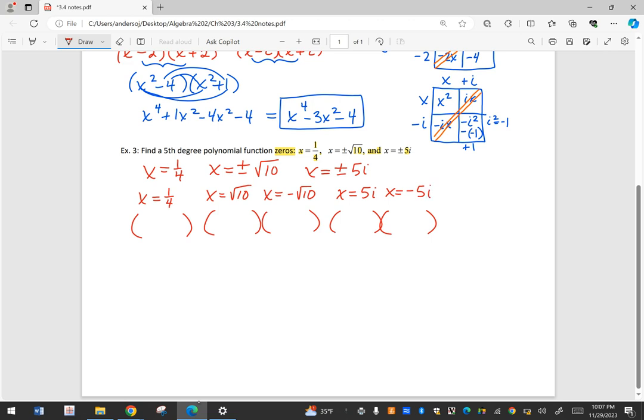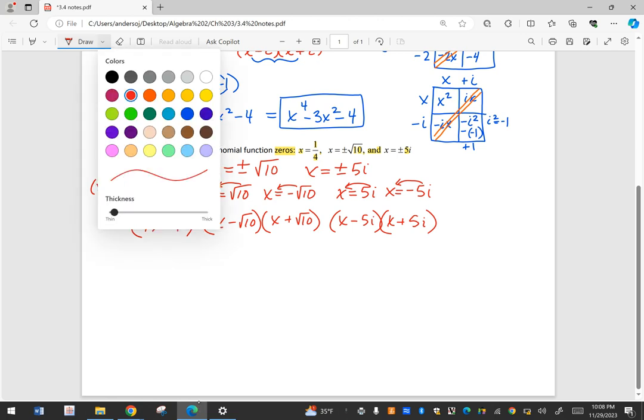If we start here on the back end and we reverse the process, that would give me plus 5i. Reversing this one will give me minus 5i. Reversing this one will give me positive square root of 10. Here I'll get negative square root of 10. And on this one, it's very similar to the one we had before. Remember, we don't want to write x minus 1/4. We want to create a set of parentheses that if I solved it, it would give me 1/4 as my answer.